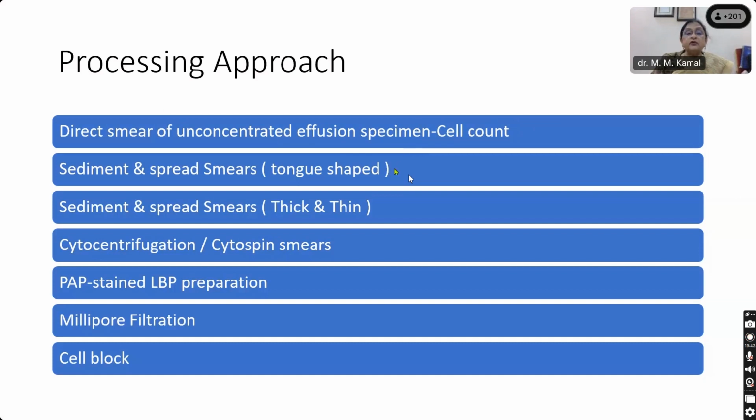Now, this second most common method is the sedimentation method. You sediment the specimen and you spread it. Now, how do you spread such a smear? How do you make these sediments? What do you do exactly?